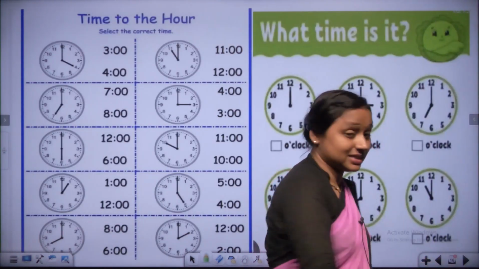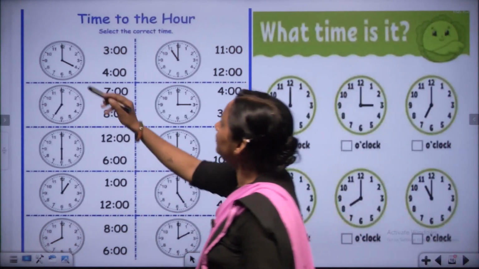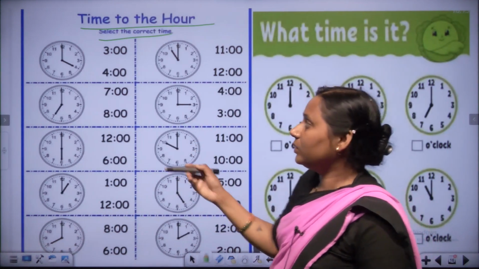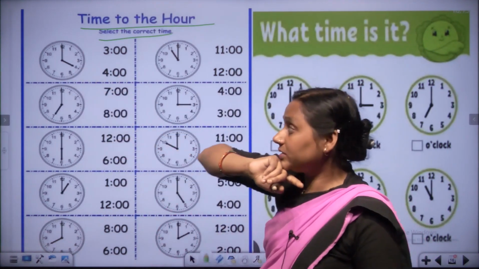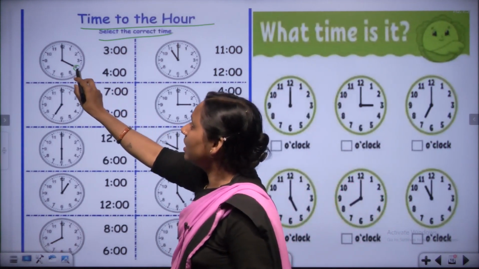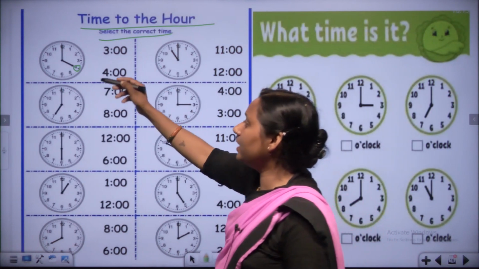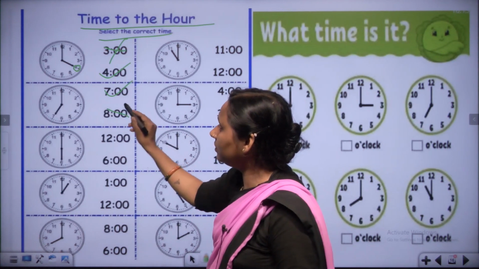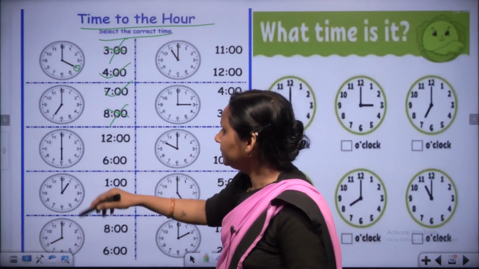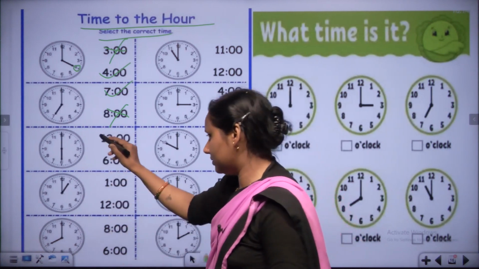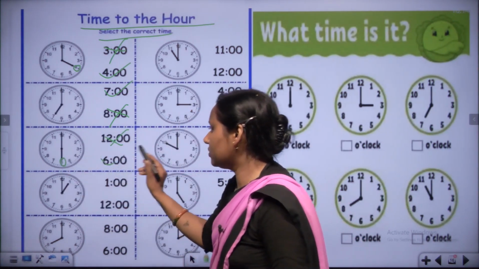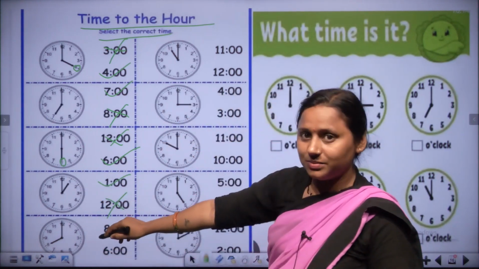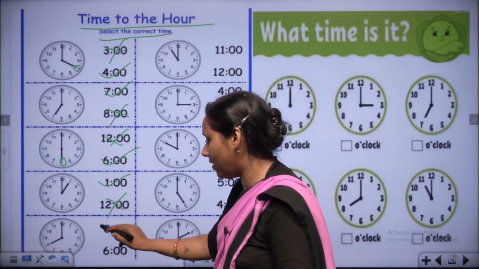Next. Yes. Time to the hour, select the correct one. Okay, look at the clock. Can you tell me what time is it? Yes, hour hand in 4 and minute hand in 12 means 4 o'clock. Yes, here 7 o'clock, not 8 o'clock. And here 12 o'clock. No, hour hand in 6, so we read 6 o'clock. Here 1 o'clock, not 12. Can you tell me the time? 8 o'clock or 6 o'clock?